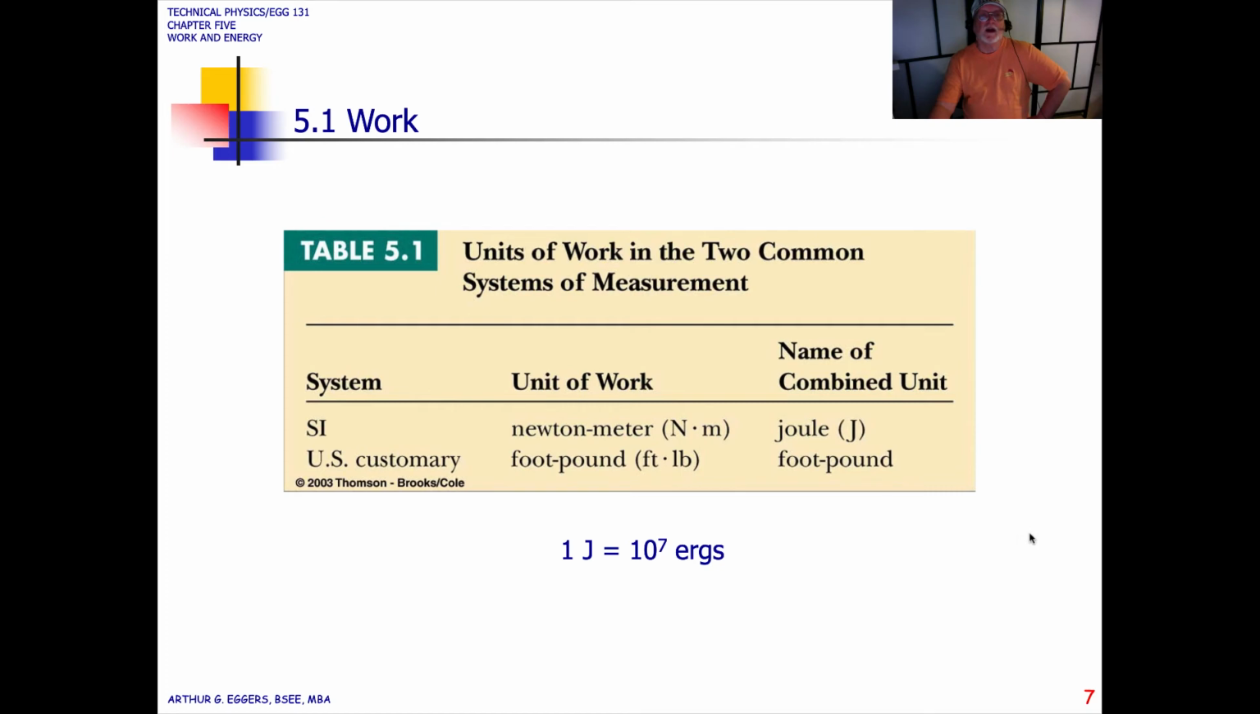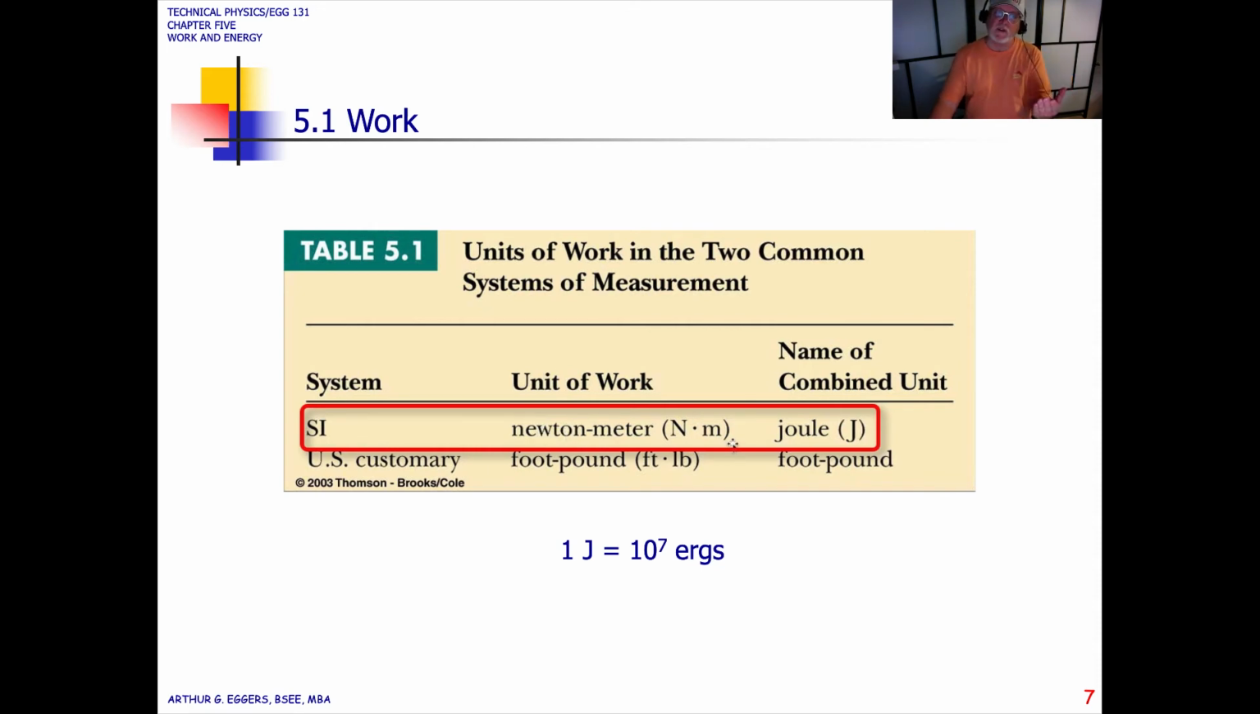So if we look at some units of work in two common measurement systems, the SI and the US customary, in the SI units, which is primarily what we deal with unless we have some unique problem where we're trying to do a conversion, the unit of work is a Newton meter. Well, that makes sense. Force is a Newton. The distance is a meter. Force cosine theta times delta x, Newton meter. And we can give that a combined name as a joule. So work is defined as a joule.